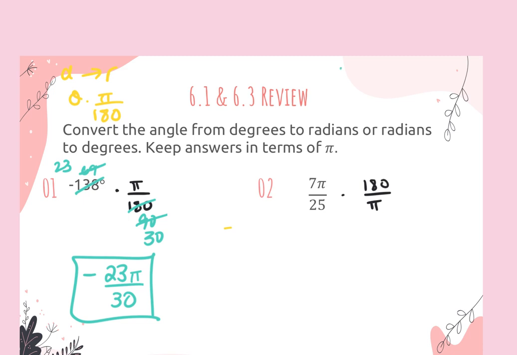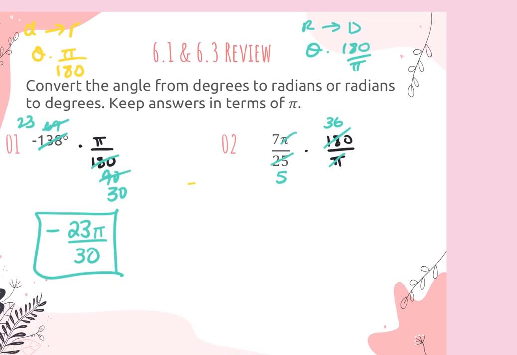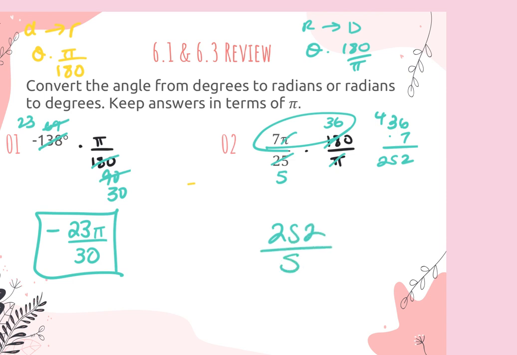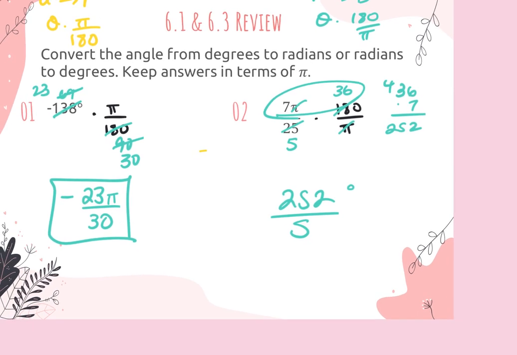For radians to degrees, we multiply theta times 180 over pi. So I would cancel the pi's. 25 and 180 are both divisible by 5. This would be 5 and 36, and it doesn't simplify any further, so I have to multiply straight across. 36 times 7 is 252, and it goes over 5. If you had actually divided, you could have kept it like that, but it has to have a degree symbol, so careful because a lot of you left that one off.